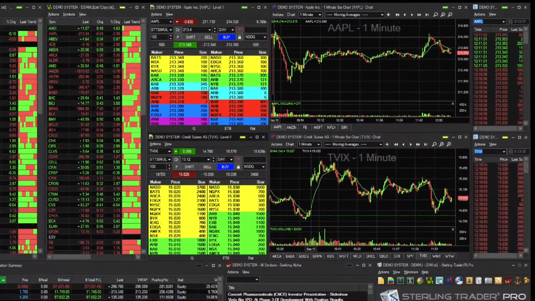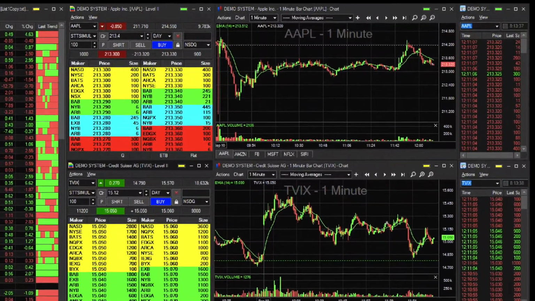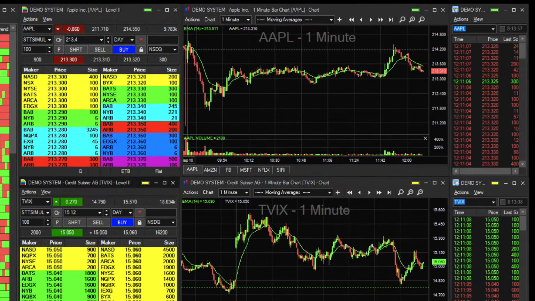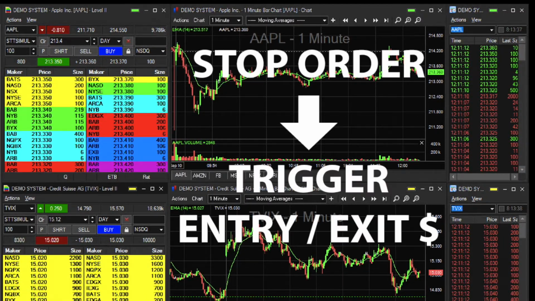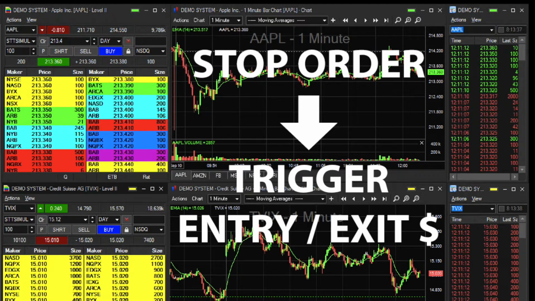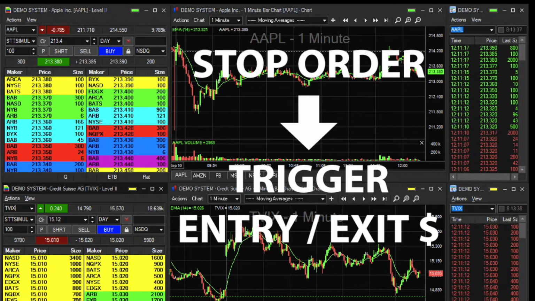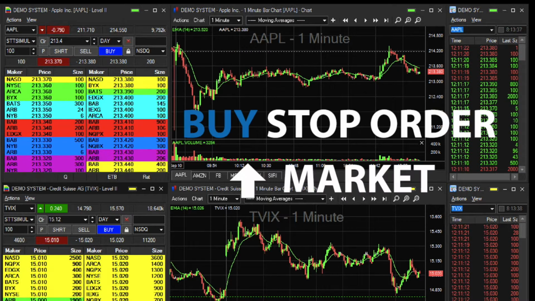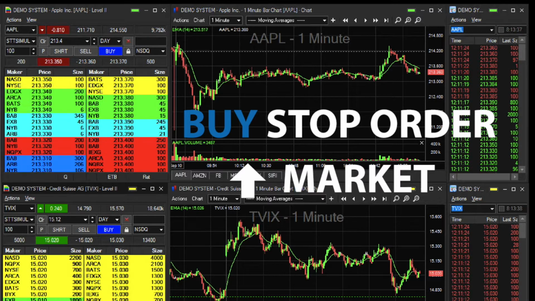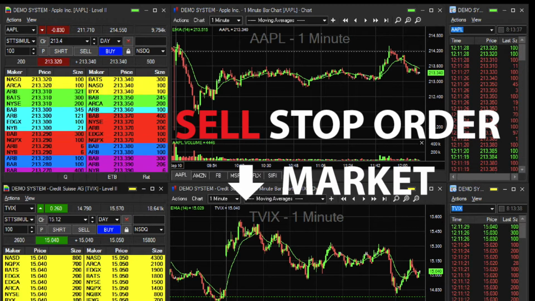A stop order is an order to buy or sell a stock when its price reaches a set price called the stop price. A stop order acts as a trigger for a predetermined entry or exit price, limiting the loss or locking in a profit. A buy stop order is placed above the market, and a sell stop order is placed below the market.